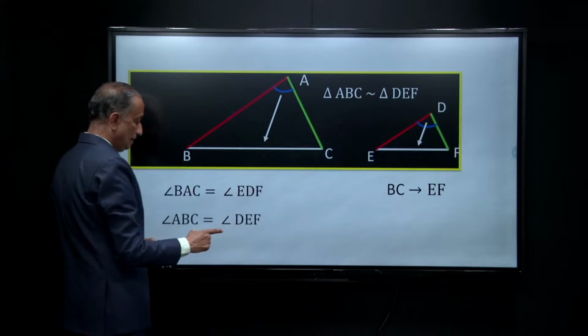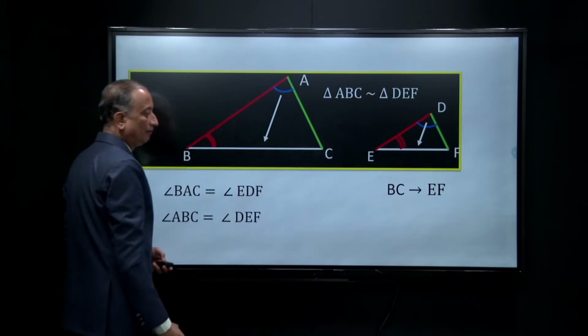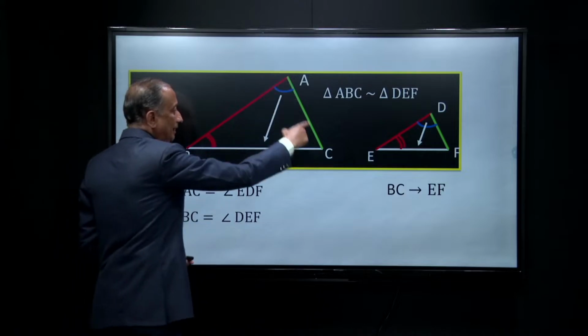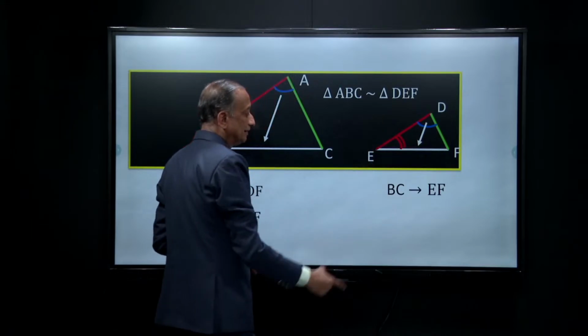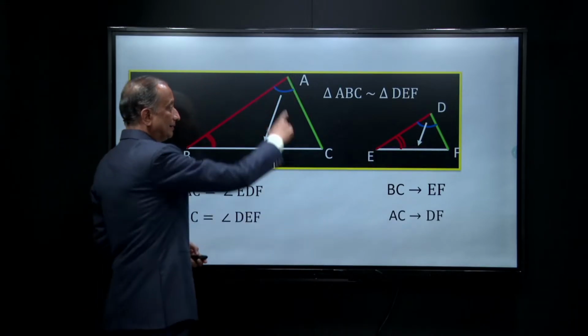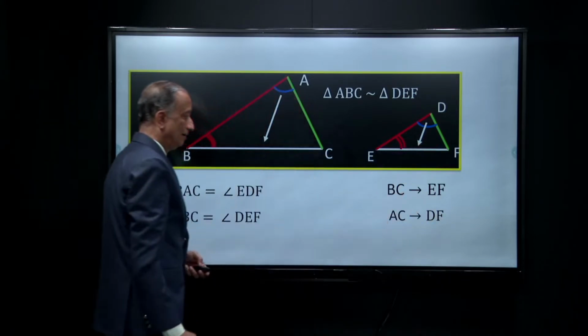Angle B is equal to angle E. So let us show it like this in our figure. AC is the side facing this. Here DF is the side facing this. Therefore we write side AC corresponds to side DF.